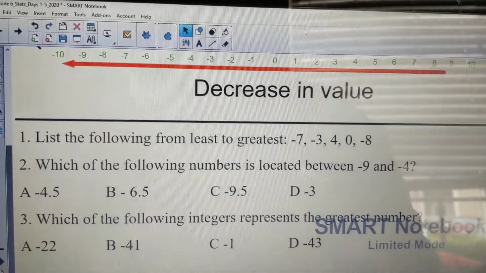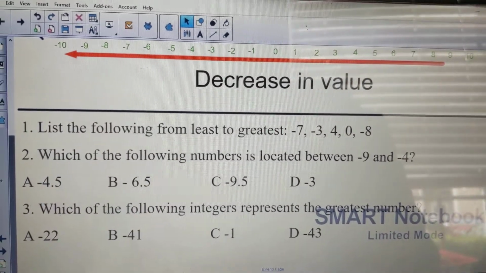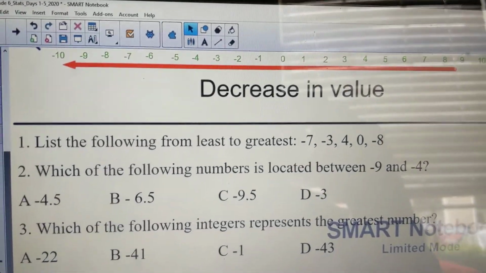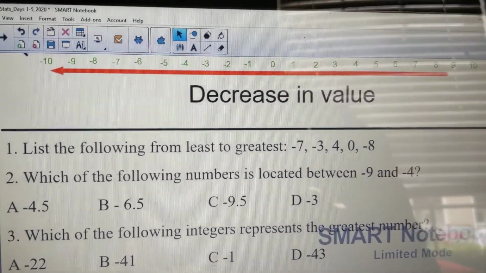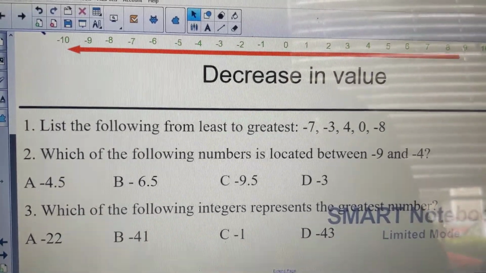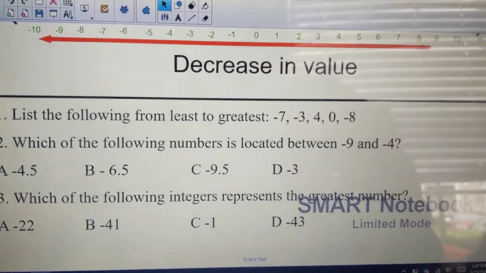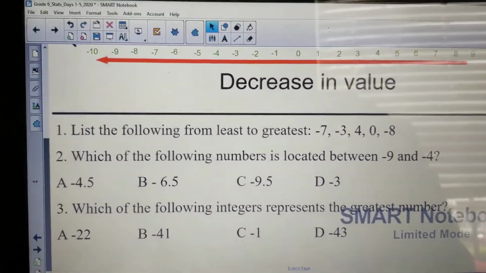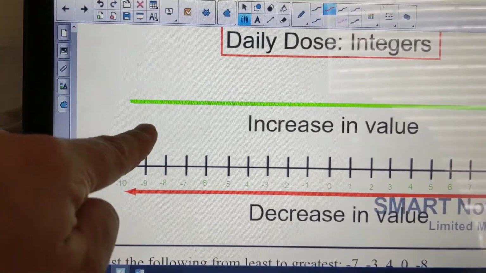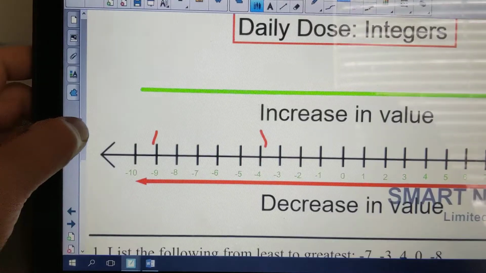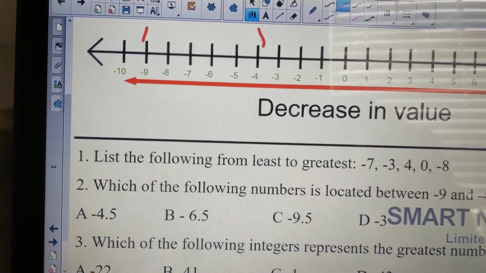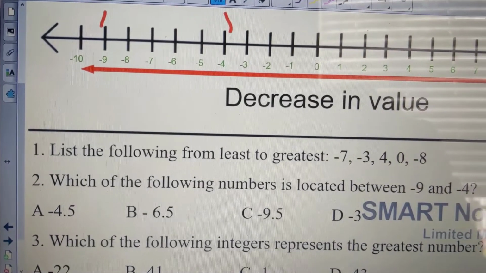Okay, when we order these from least to greatest, that means we're starting from far down and increasing in value. The least value we see is -8, then -7, then -3, then 0, then +4. Number 2, which of the following numbers is located between -9 and -4? Well, the good thing is we have a number line to help us. So we're looking for something that is between -9 and -4 on the number line. Something must fall in that range. So as we look at this, there's actually a couple of them that fall in there.